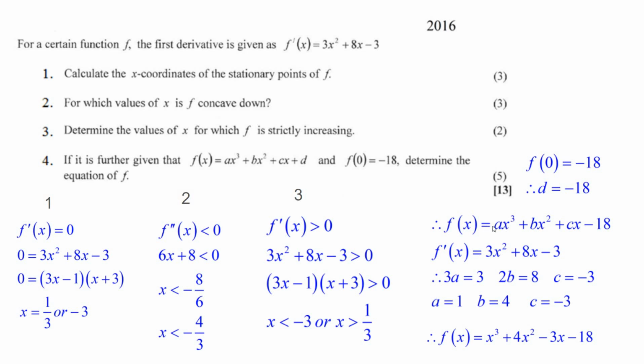3a must equal 3 to make it work. 2b must equal 8. And c must be -3. Well, that means a is 1 to make this equation work. b must be 4. And c must be -3. Well, there you go: 1x cubed plus 4x squared minus 3x minus 18. That's the equation of f.